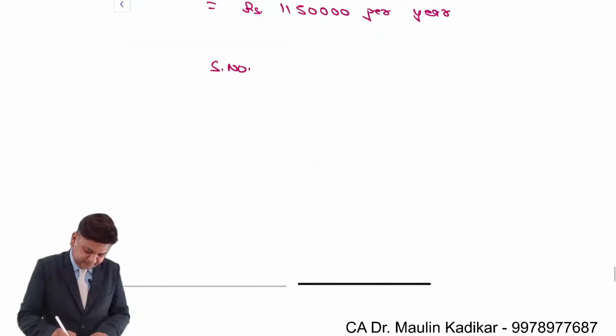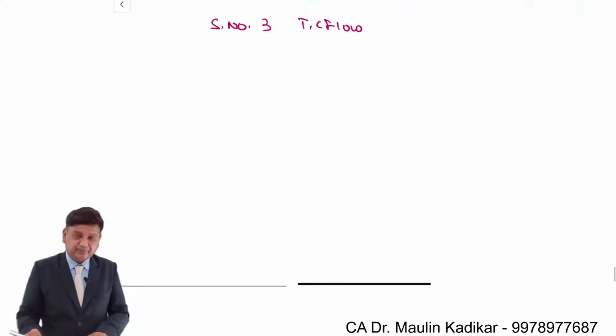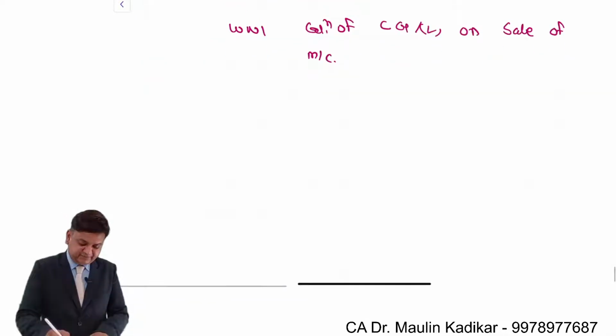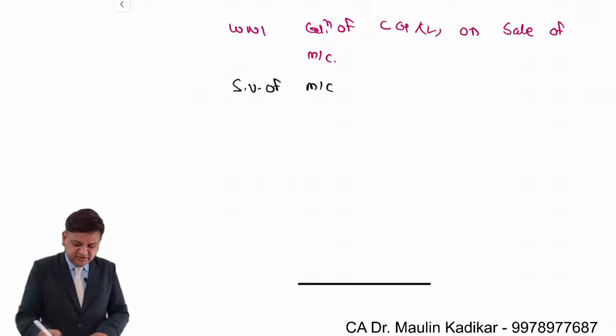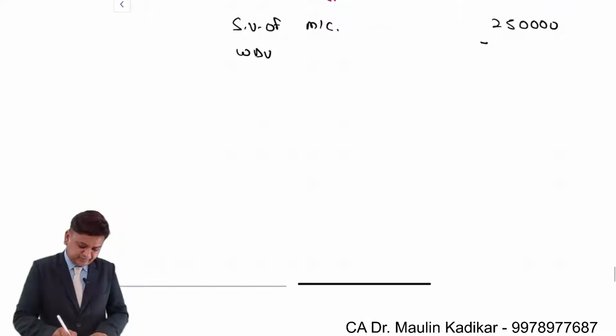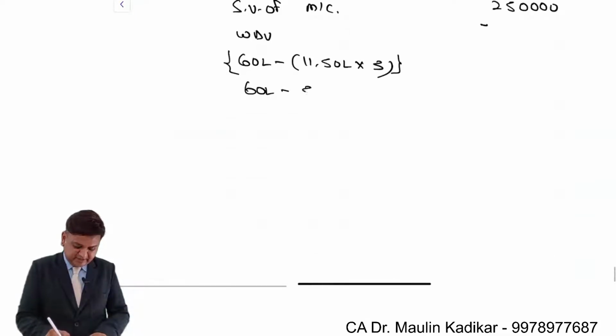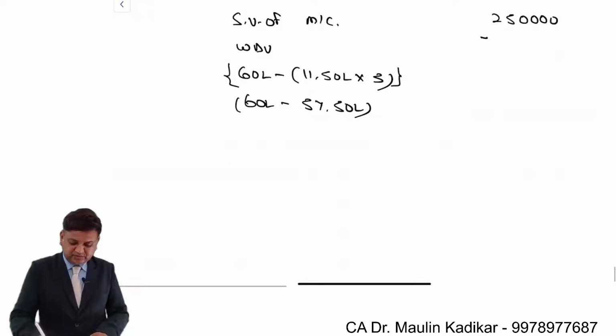Step number 3, terminal cash flow. In that, working note number 1, calculation of capital gain or loss on sale of machinery. What is the scrap value of machinery? Scrap value of machinery, 2,50,000. Less WDV, 60,00,000 minus 11,50,000 into 5. So what will happen? It is 60,00,000 minus 57,50,000. So WDV is 2,50,000. Sale value and WDV are same. So what is the capital gain or loss? 0.